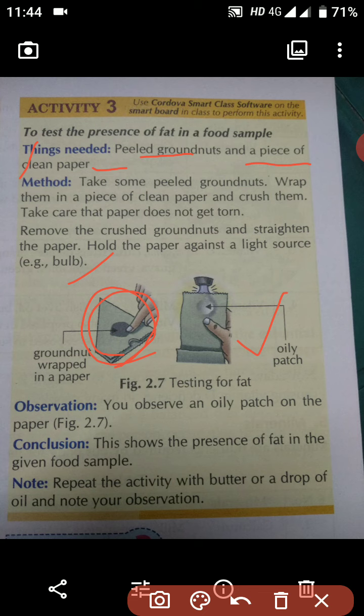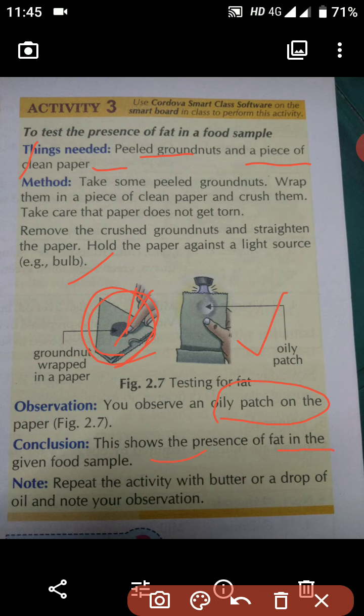So, observation: after that you will observe that an oily patch will be formed on the paper. This kind of patch will be formed, and you can see it clearly when you hold it against the light. The conclusion is that this shows the presence of fats in the given food sample.